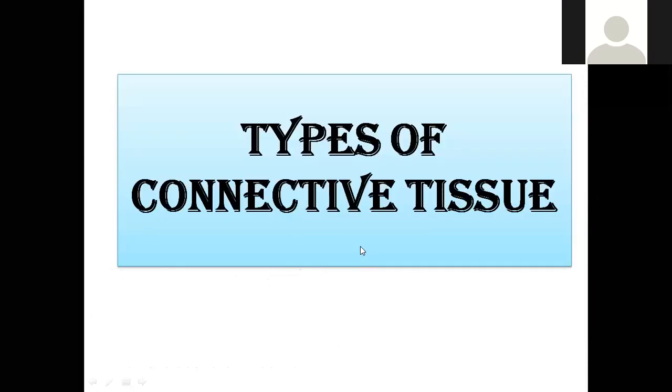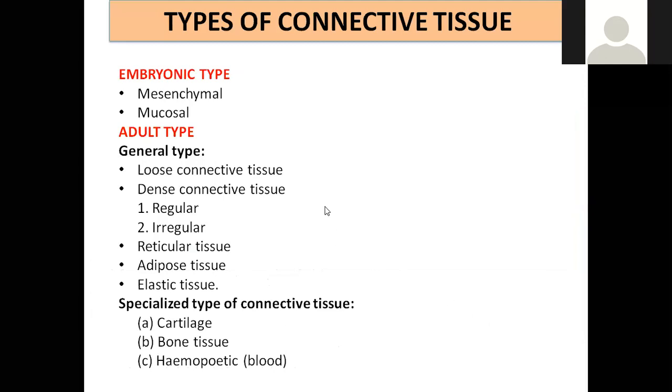Now, this is your question. What are the types of connective tissues? So you have to give this table. We have the embryonic type, mesenchymal and mucosal. Then we have the general type: loose connective tissue and dense connective tissue. Under dense, we have regular and irregular. Then we have reticular tissue, adipose tissue, and elastic tissue. Then we have the specialized type of connective tissue, under which we have cartilage, bone, and hemopoietic.